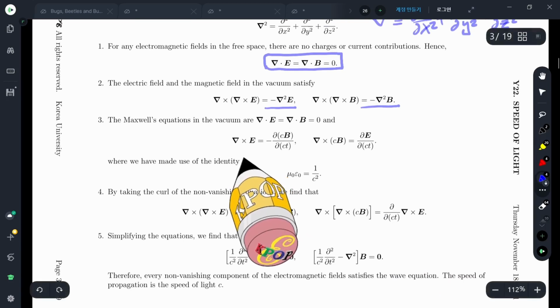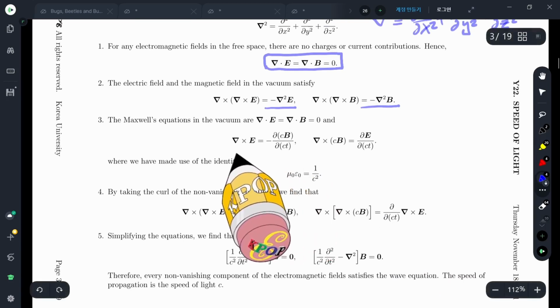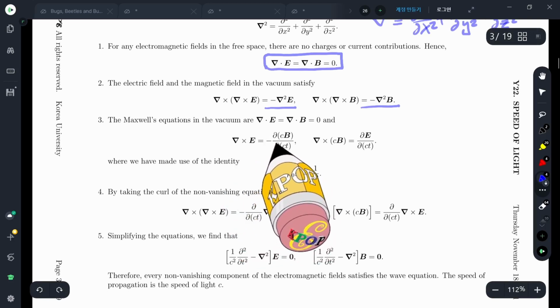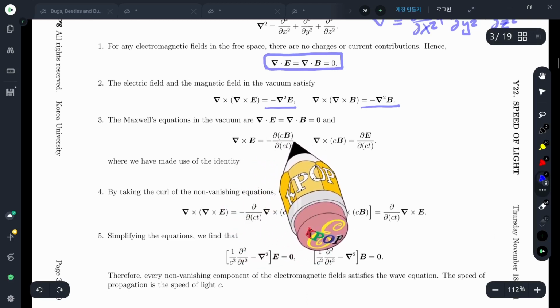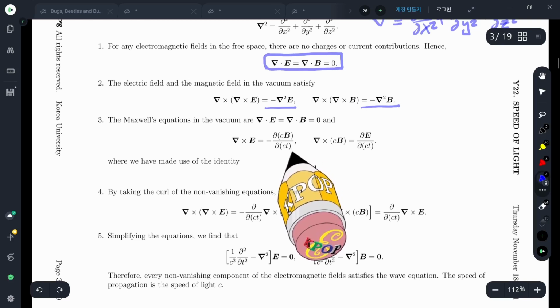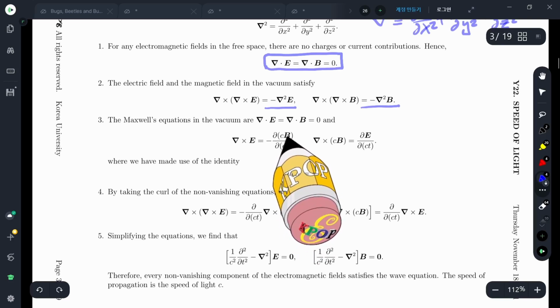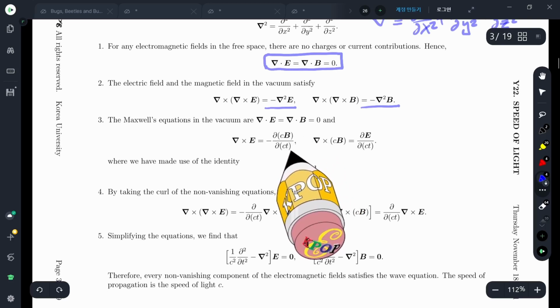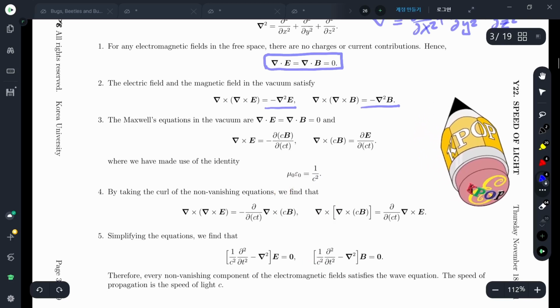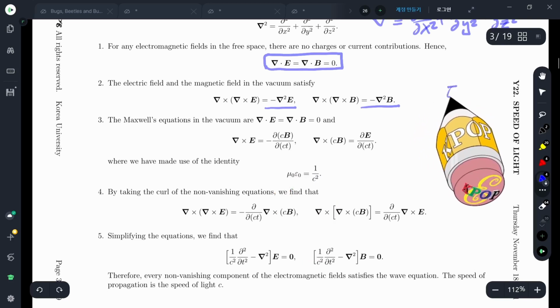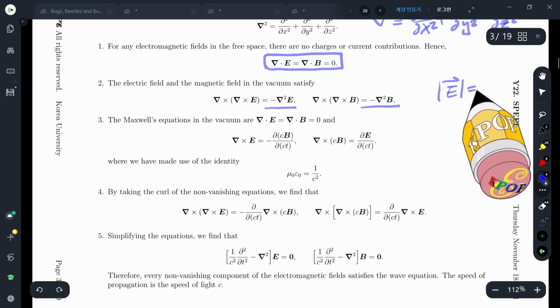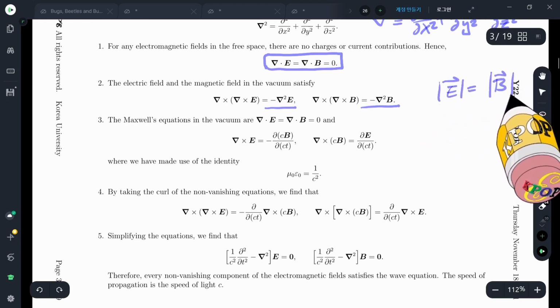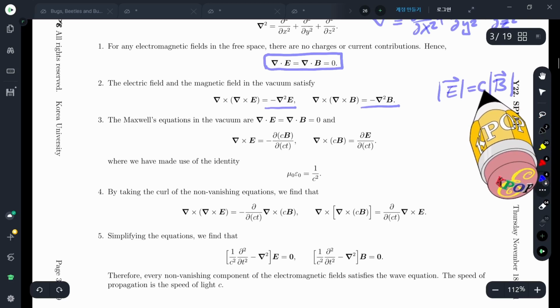So Faraday's law states that the curl of E is the time derivative of the magnetic field. For simplicity, we multiply c in the numerator and denominator simultaneously. The reason is that in the SI unit system, the magnitude of the electric field and the magnitude of the magnetic field are different. We have to multiply by the speed of light to have an equality.